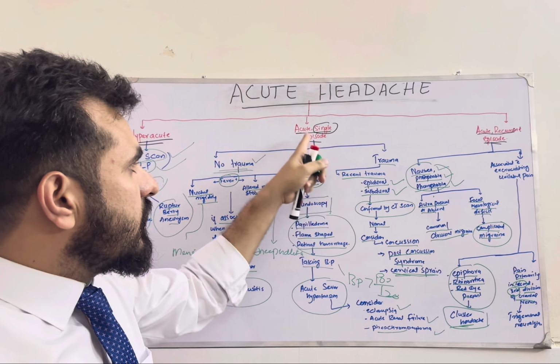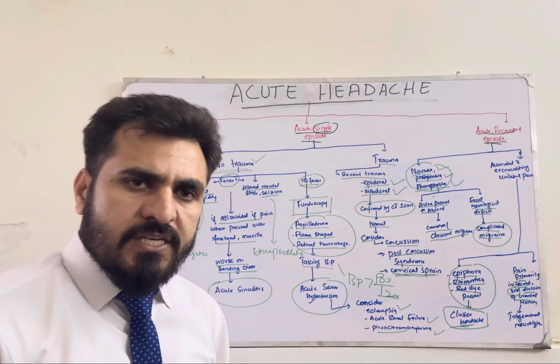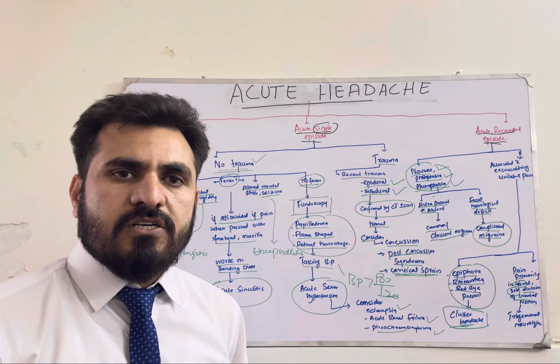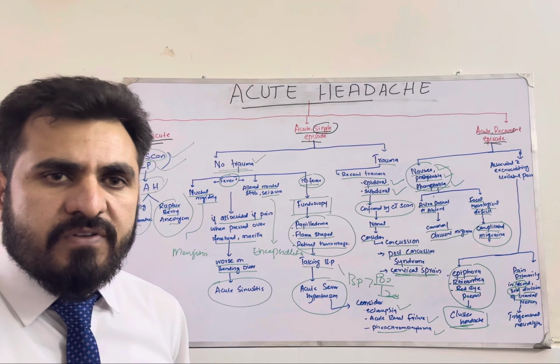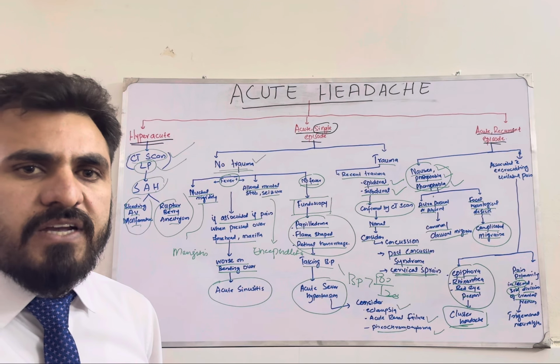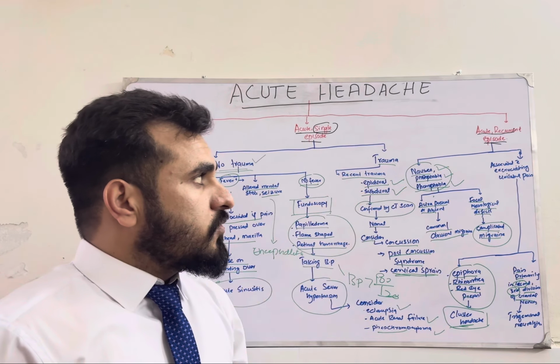And the third thing in the patient with acute single episode is we will check for trauma. If the patient has a history of trauma, we will do a CT scan and suspect subdural hematoma and extradural hematoma. If it is not present, we will suspect concussion, or post-concussion syndrome, or cervical sprain. And the third thing is acute recurrent episodes.